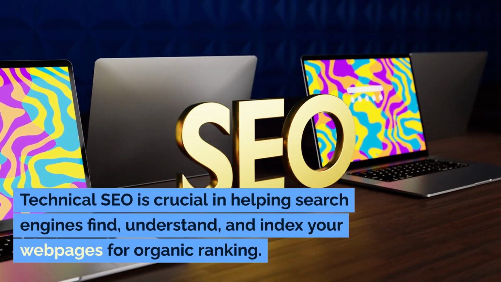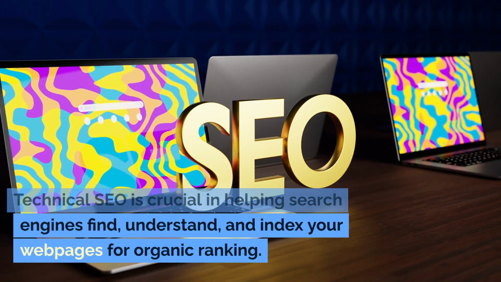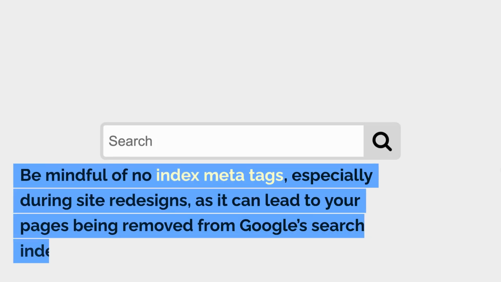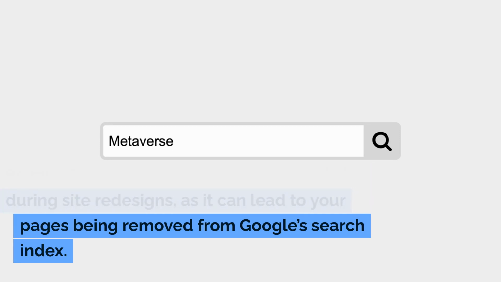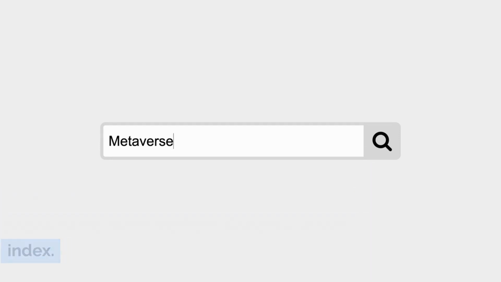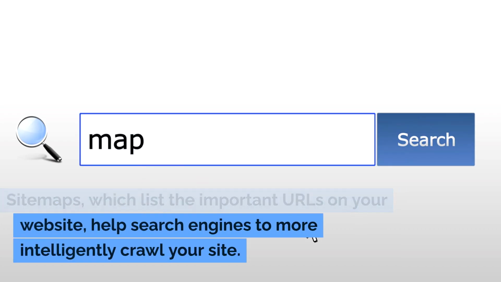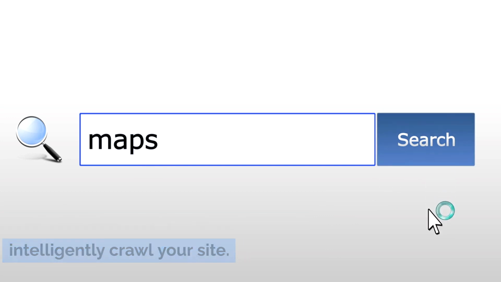Technical SEO is crucial in helping search engines find, understand, and index your web pages for organic ranking. Be mindful of no-index metatags, especially during site redesigns, as it can lead to your pages being removed from Google's search index. Sitemaps, which list the important URLs on your website, help search engines to more intelligently crawl your site.